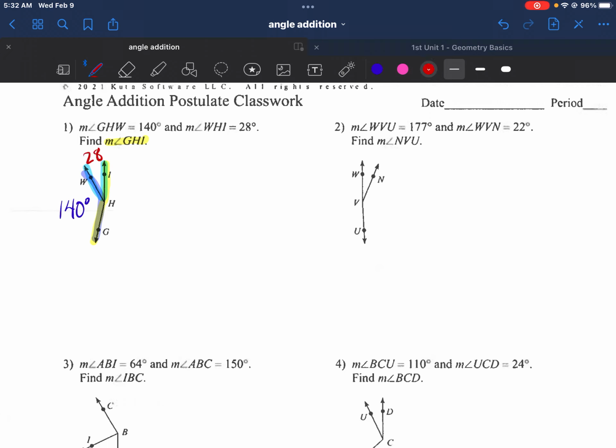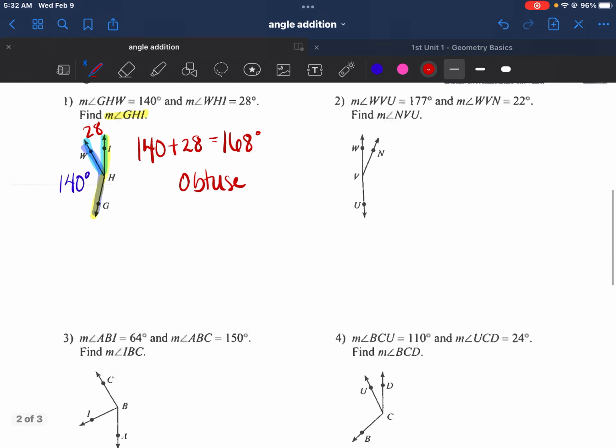So, that means to find GHI, I need to add 140 plus 28, which is going to give me 168 degrees, which we already know is an obtuse angle. 140 plus 28 will give you 168 degrees. You can do the math if you want to. But that's your answer. So GHI is 168 degrees, which is an obtuse angle. Okay? So we're going to go on to number 2.